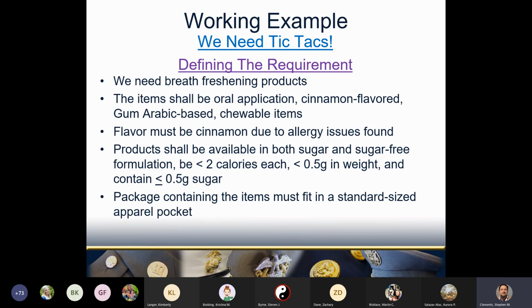So we're going to try to improve our customers' experience by buying us all Tic Tacs to freshen our breath. And we've got specifications that go with it. And one key detail is that the flavor must be cinnamon due to allergy issues that we found. And let's say the products have to meet these requirements. The package containing the products must fit in a standard size apparel pocket. They can't be so big you need a separate bag for them.